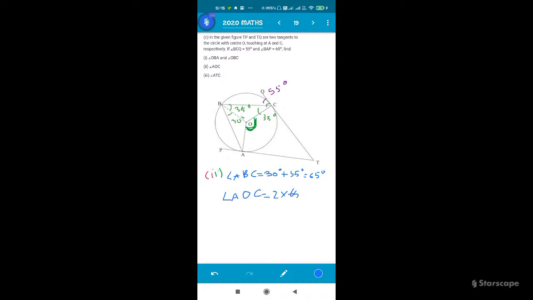That means 130 degree. You have to write in the reason that the angle subtended by an arc on the circumference is half of the angle subtended at the center. So please make sure that you are writing the reasons, because there are marks for these reasons. So I hope this question is also clear. Let me erase the things which I have written in the figure so that you can understand the next question now.